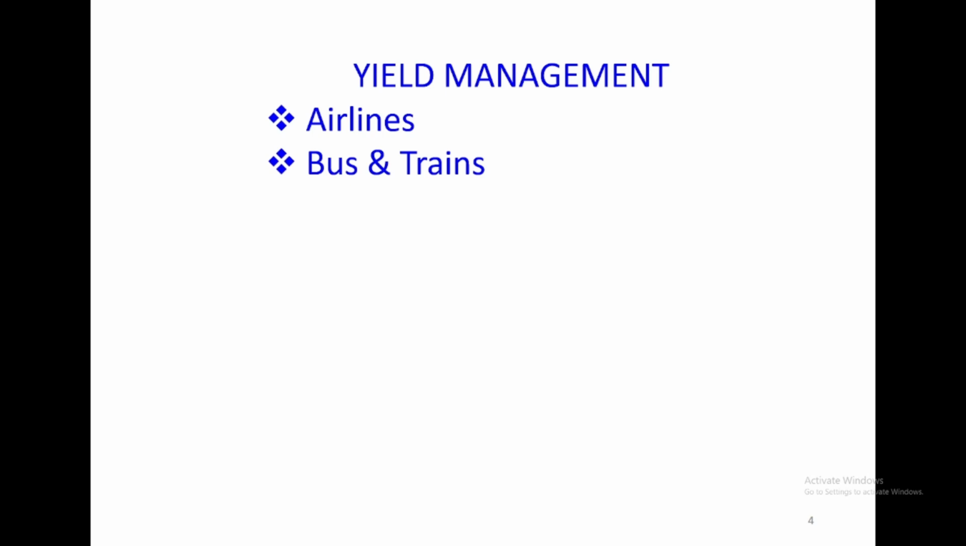Bus and train stations. Bus and train are other industries using yield management. For example, a bus has only 44 seats, and once you sell all out, you cannot sell more. Train is the same. We have a fixed schedule to travel, and it's up to you how you manage to sell all of the seats available for the train.